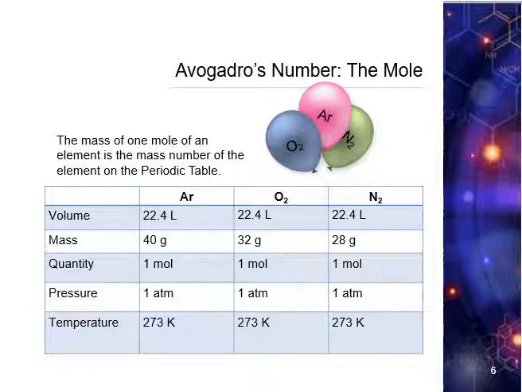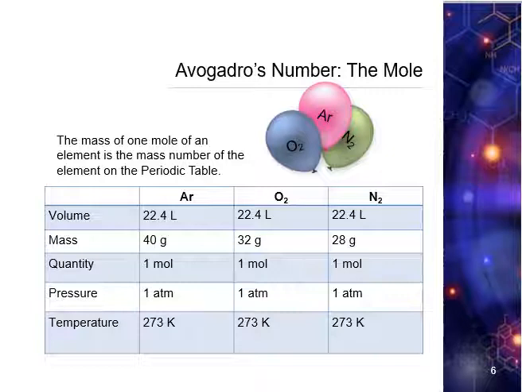Avogadro's number, the mole. The mass of 1 mole of an element is the mass number of the element on the periodic table. Let's look at 3 gases: argon, which is a noble gas, oxygen, and nitrogen. Note that oxygen and nitrogen in nature have a subscript 2.